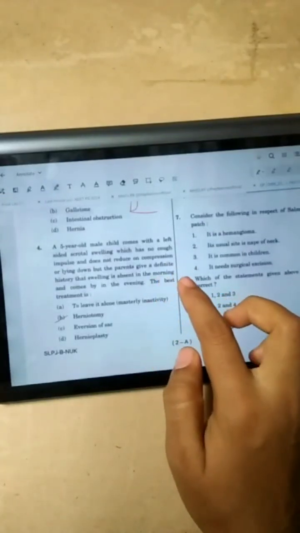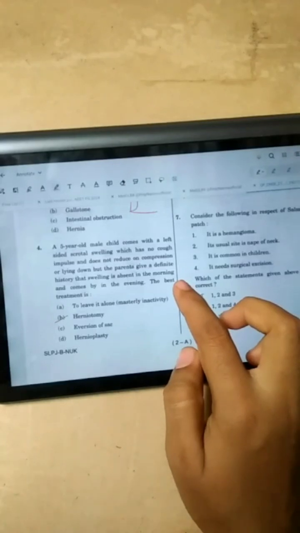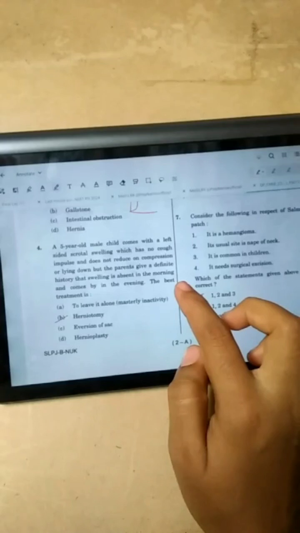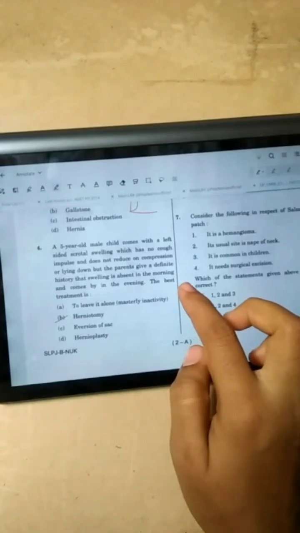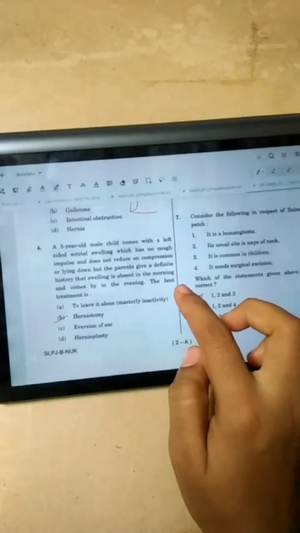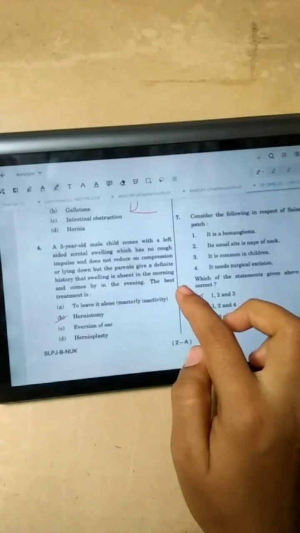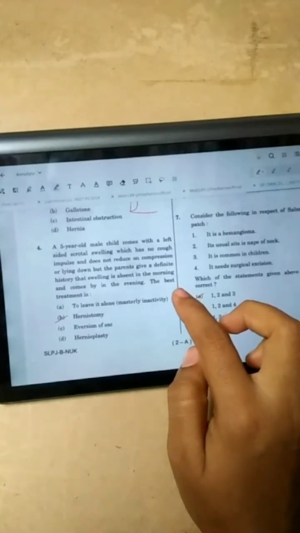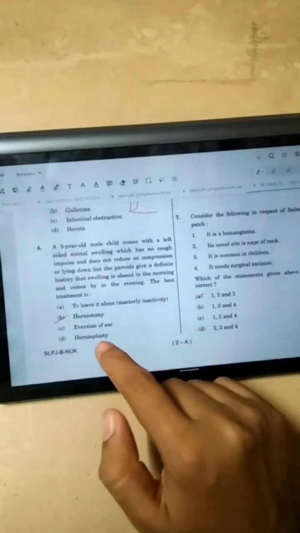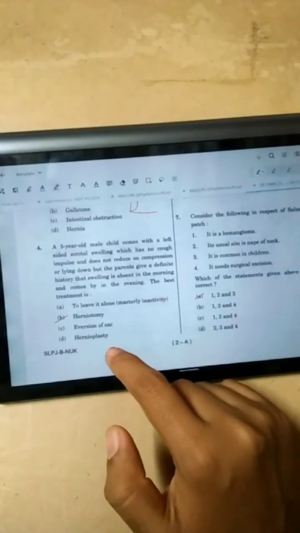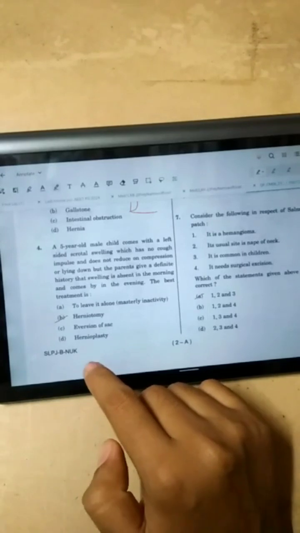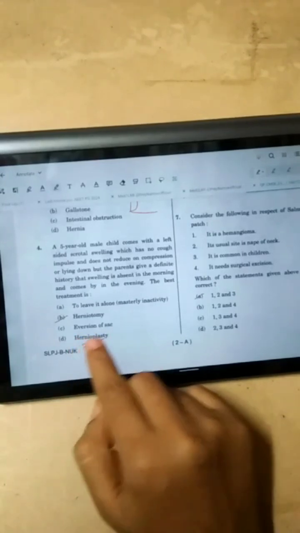A 5-year-old male child comes with left side scrotal swelling, which has no cough impulse, does not reduce on compression or on lying down, but parents give a definite history that the swelling is absent in the morning but comes by the evening. So the best treatment is herniotomy. In a child we do herniotomy, in adults we do hernioplasty.